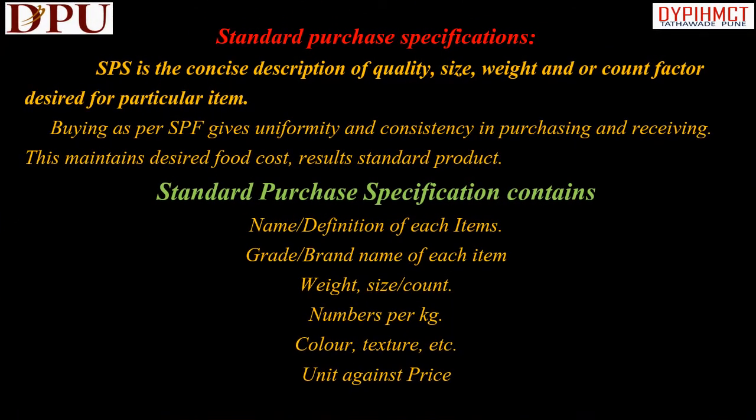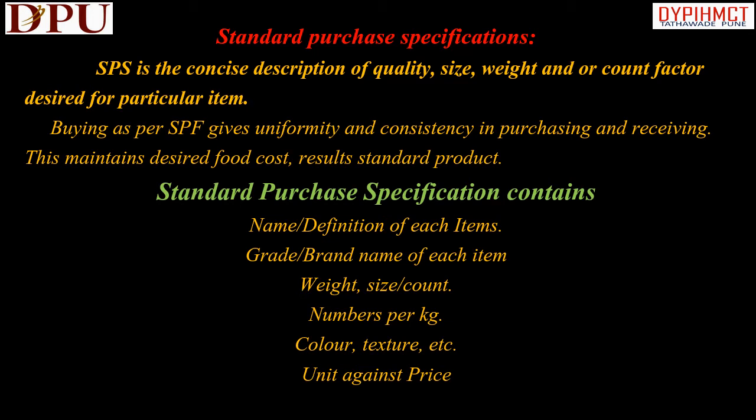We will now understand the standard purchase specifications. Standard purchase specification is the concise description of quality, size, weight and or count factor desired for a particular item. Buying as per standard purchase specification gives uniformity and consistency in purchasing and receiving. This maintains desired food cost and results in a standard product.